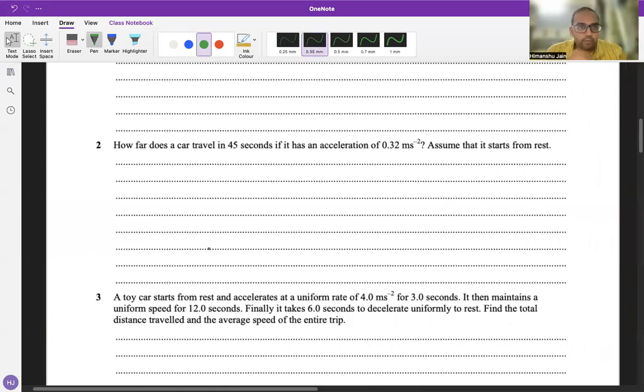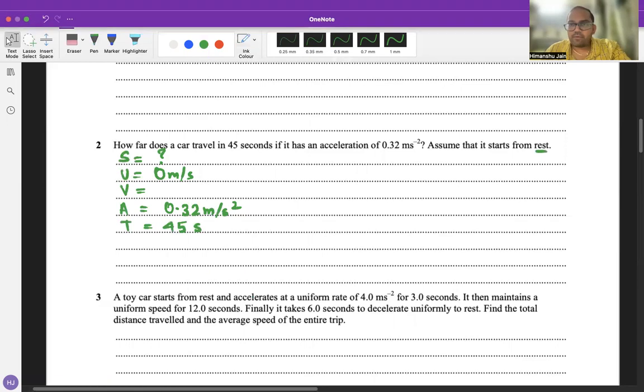Okay. So now the question is asking, how far does a car travel in 45 seconds if it has an acceleration of 0.32 meters per second squared? Assume it starts from rest. So what you have to do is always write SUVAT. Now, how far, meaning s, is the question. It starts from rest, so the initial velocity is 0 meters per second. We do not have information on final velocity. Acceleration is 0.32 meters per second squared. The time taken is 45 seconds.